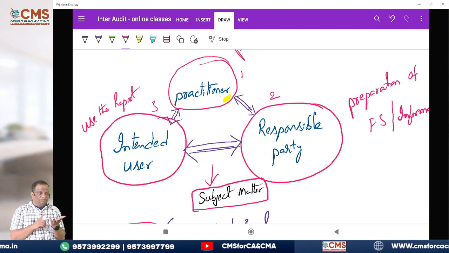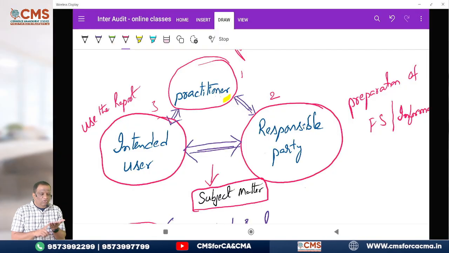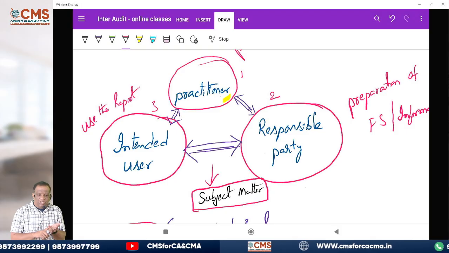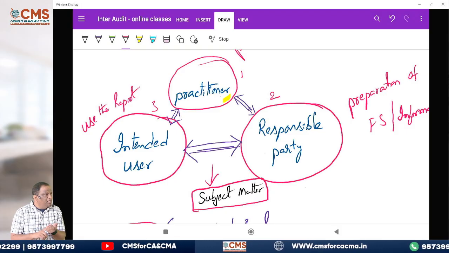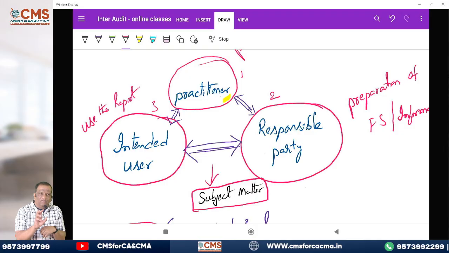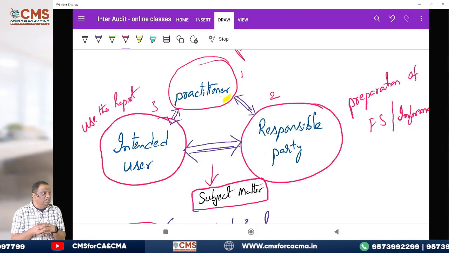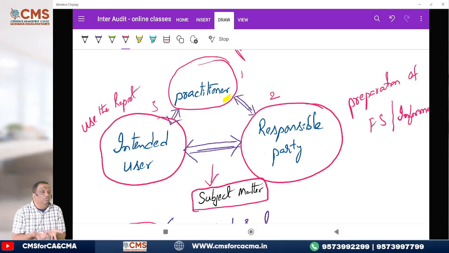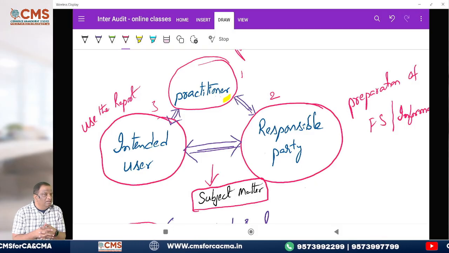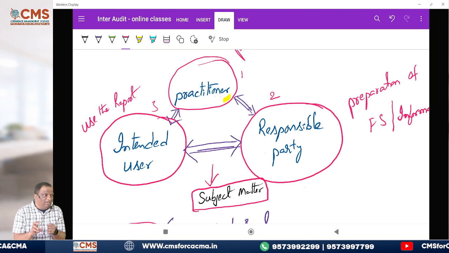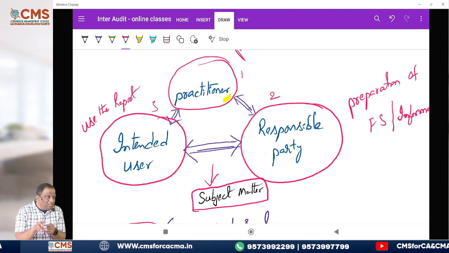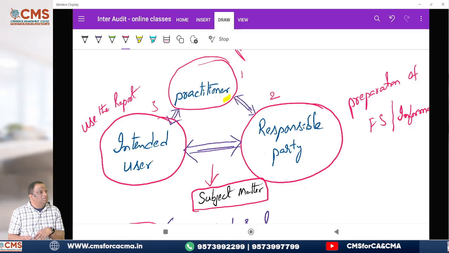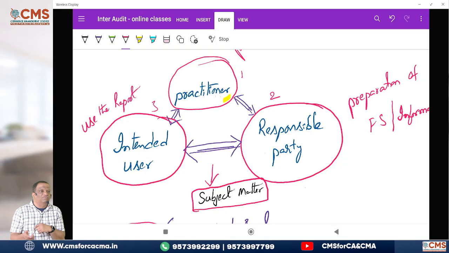Now, let's come back. I want you to answer. Who are the three parties that are involved in assurance engagement? Practitioner, responsible party, and intended user. Then what do I call the document which I am going to sign? Subject matter. Now, the subject matter, who is issuing to whom? Who will prepare and who will audit or review? Responsible party will prepare and give it to the practitioner, and the practitioner verifies it and signs it. But then, is it useful for the responsible party? No. It is for the intended user.